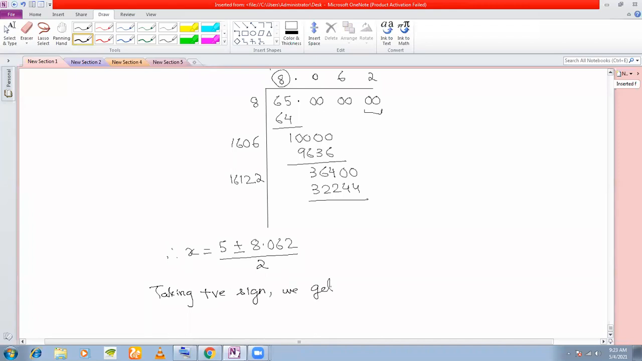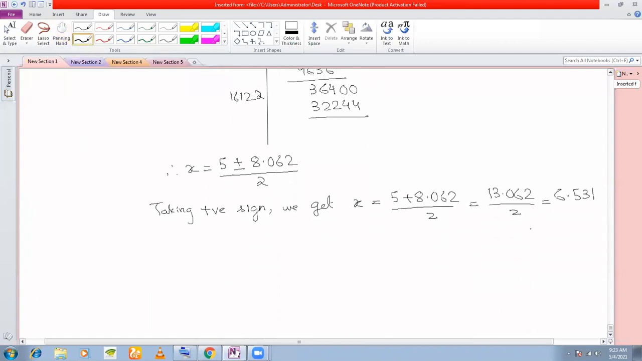we get x is equal to 5 plus 8.062 divided by 2, which is 13.062 divided by 2. So now if you divide, you get 6.531. We need the answer correct to 2 decimal places. So therefore, you can write this as equal to 6.53 correct to 2 decimal places.